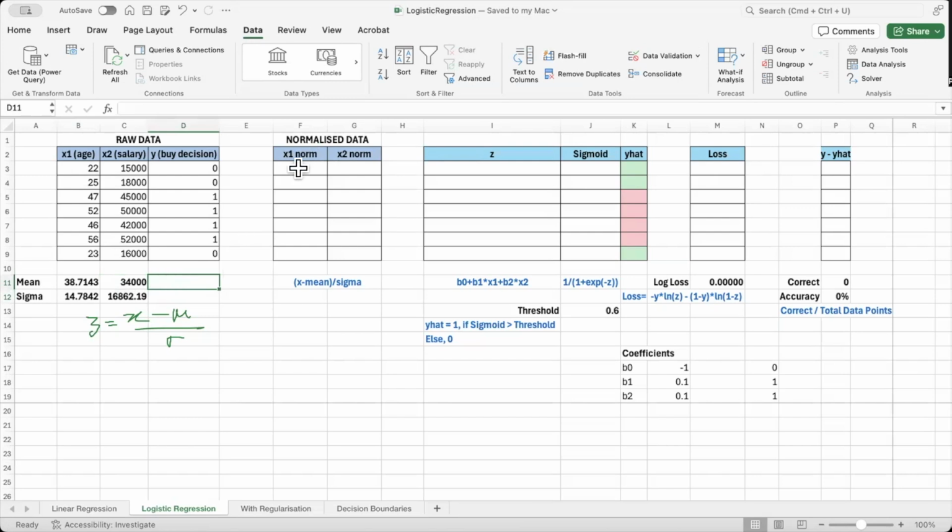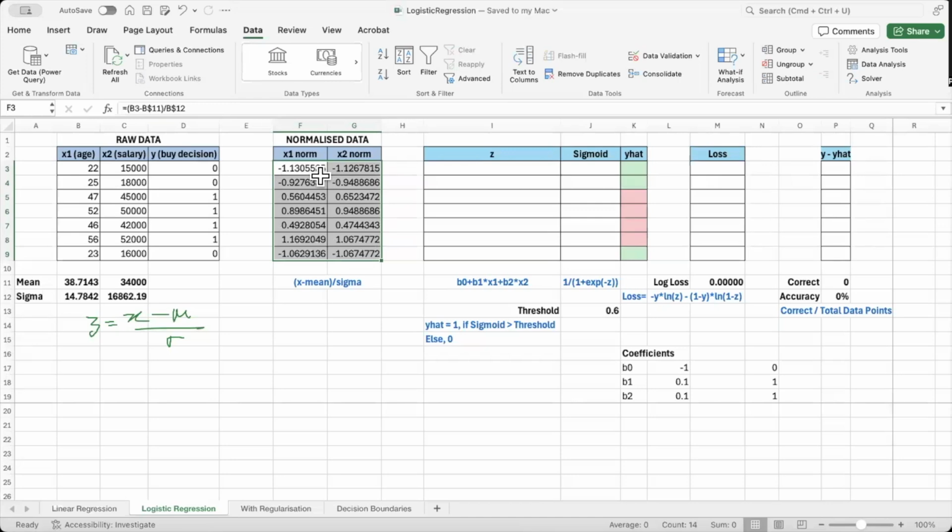So using this, I can normalize the data. For normalizing this data, I can say this is x minus the mean. I will only fix the row. Divided by standard deviation. So again, I will only fix the row. Once I do this, I can copy this across. So now I have got the normalized data. This normalized data I can utilize for creating the model.